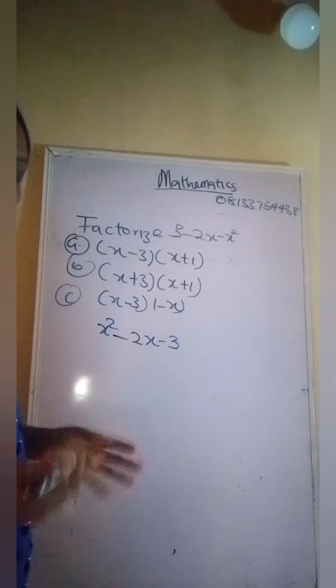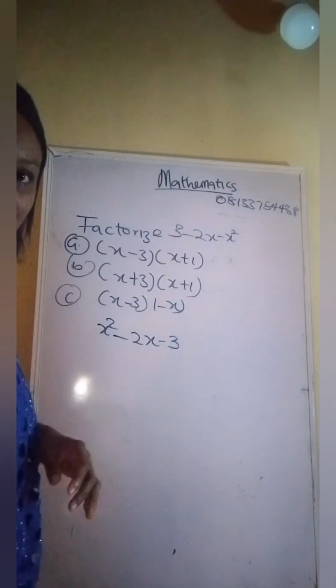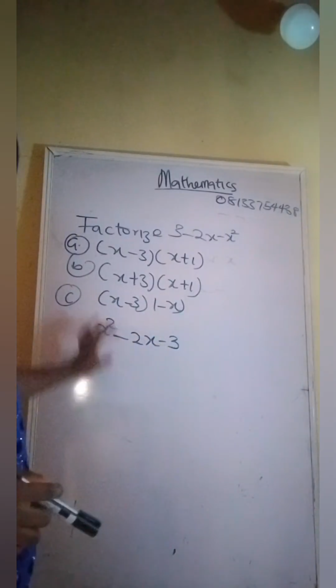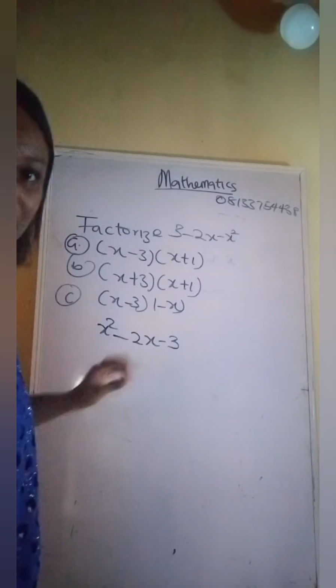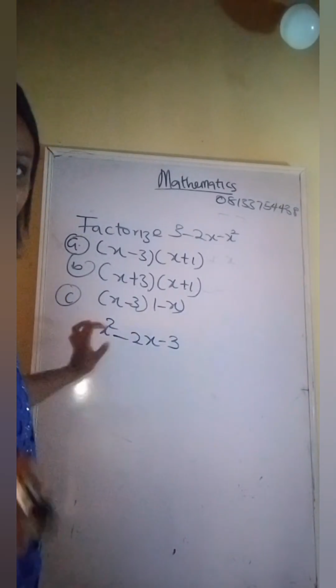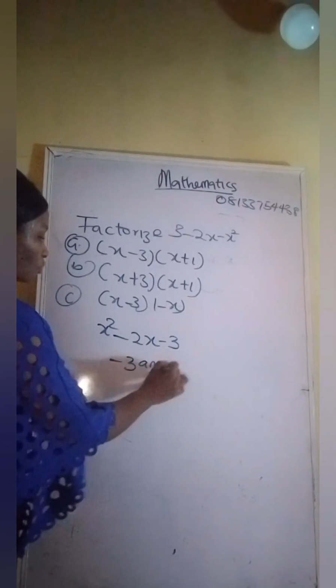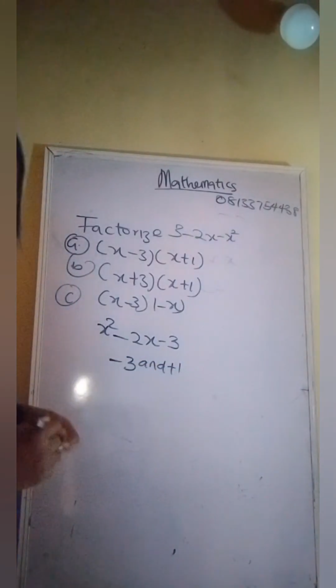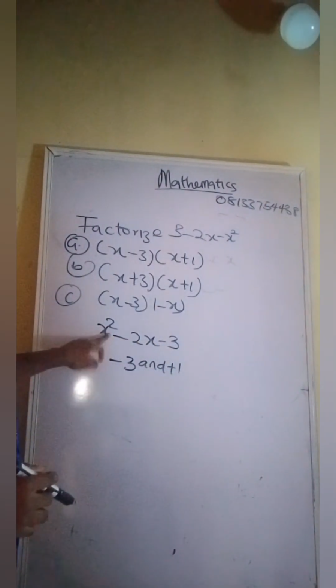So now it is very simple. When you multiply minus 3 and plus 1, it will give you minus 3, and when you add them, minus 3 plus 1 will give you minus 2. So that is the best factor for this particular question: minus 3 and plus 1. Do you get it now? Minus 3 times 1 gives minus 3, and minus 3 plus 1 gives minus 2.